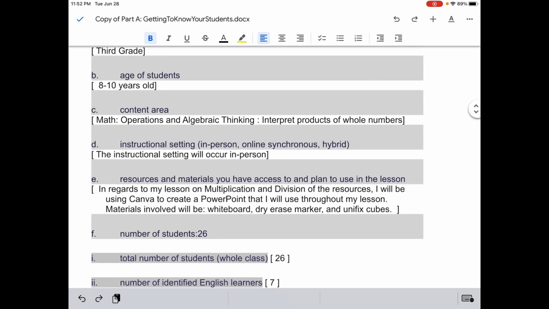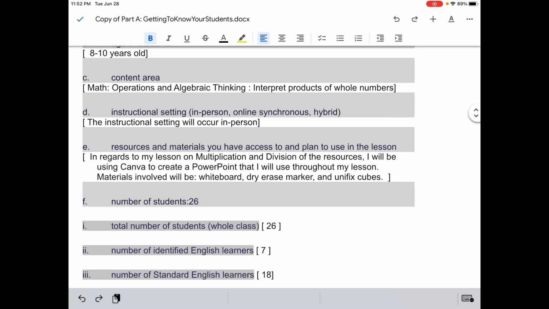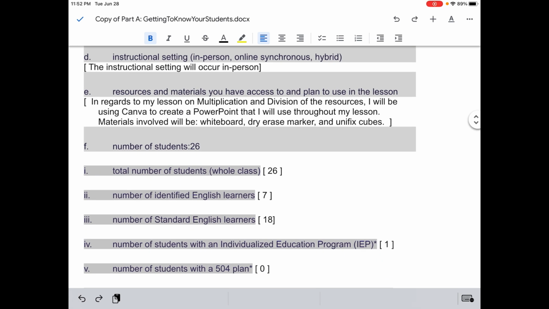What grade level? 3rd grade. I just left this out from my previous TPA. So grade level, 3rd grade; age of students, the range is from 8 to 10 years old. What content area I plan on doing: math, operations, and algebraic thinking, interpret products of whole numbers. And then the structural setting: is it in person, online, hybrid, whatever.